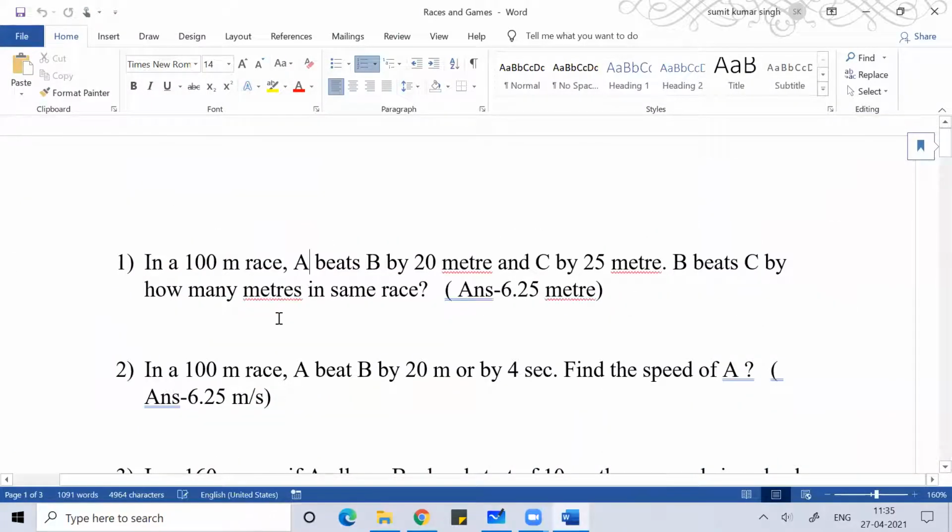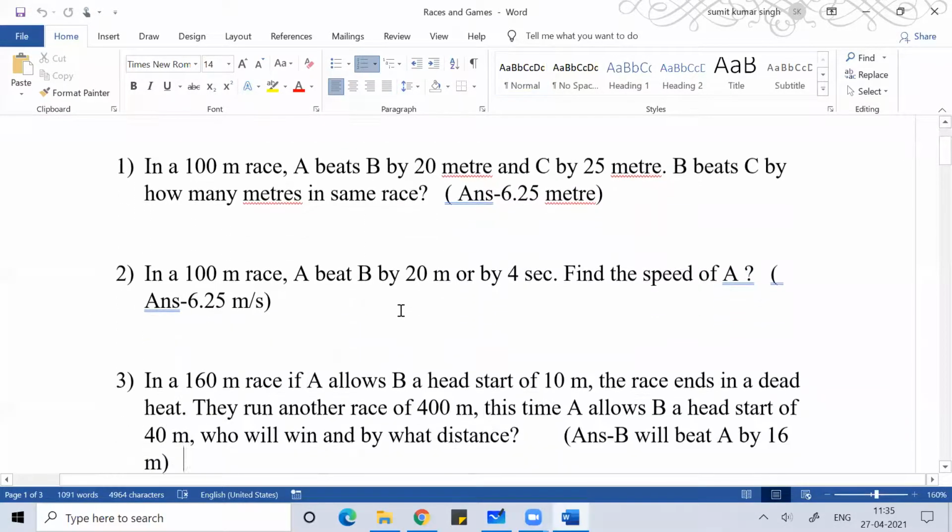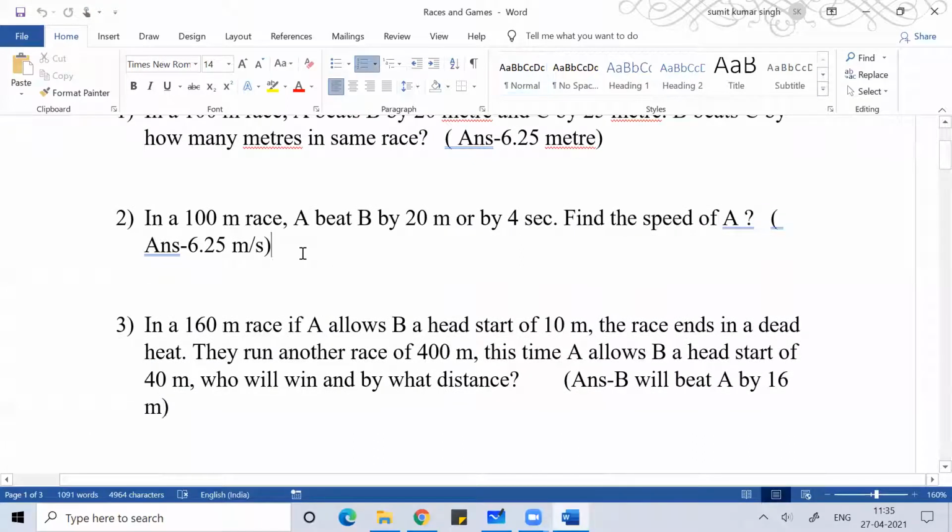You can solve this question. In a 100-meter race, A beat B by 20 meters, C by 25 meters, B beat C by how many meters in the same race? So I really suggest all of you that you should solve these questions.